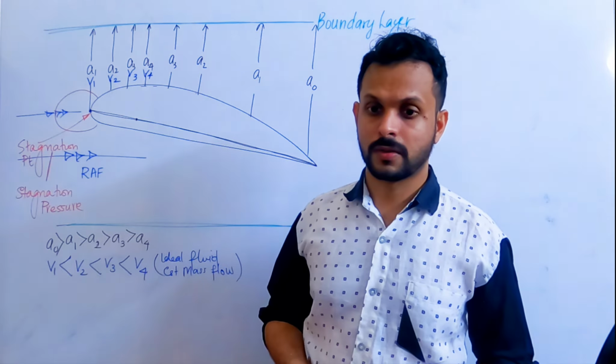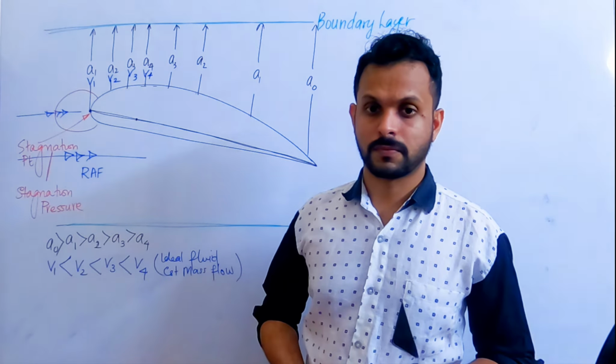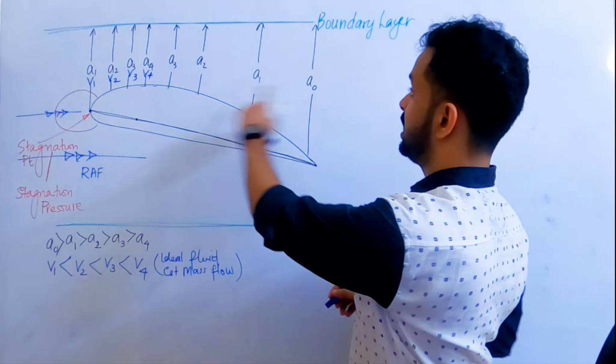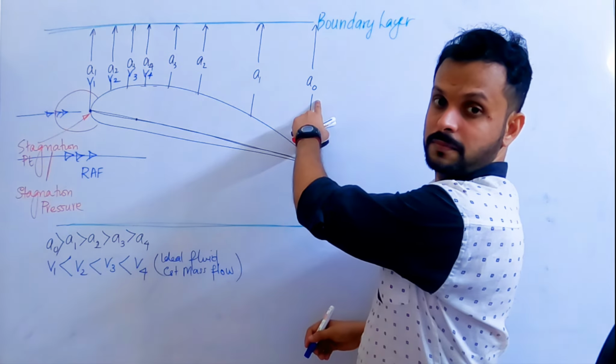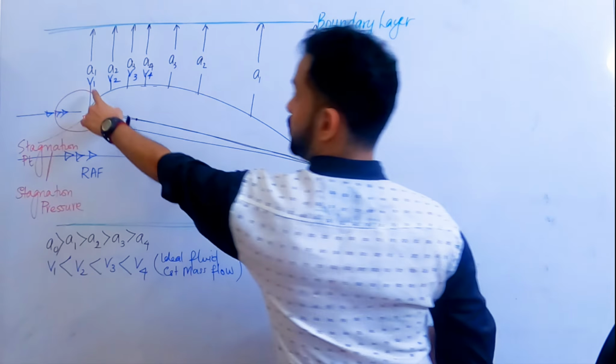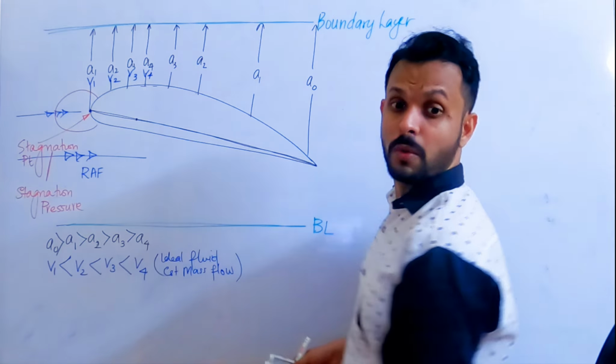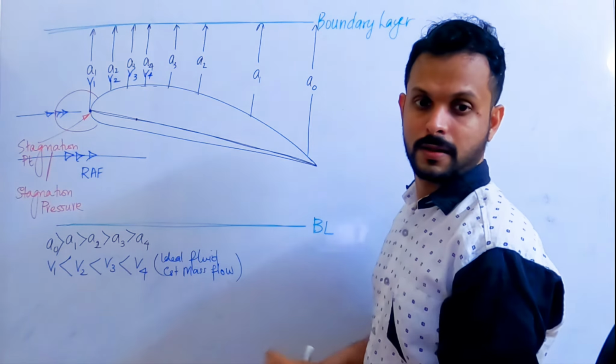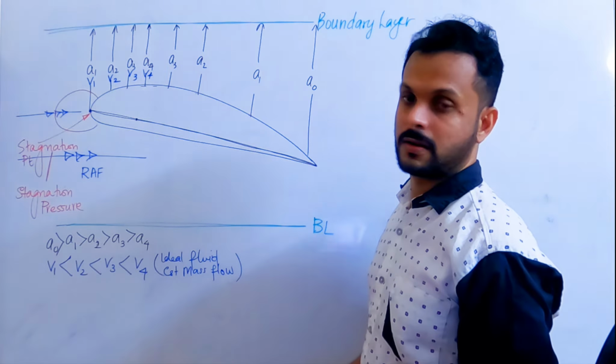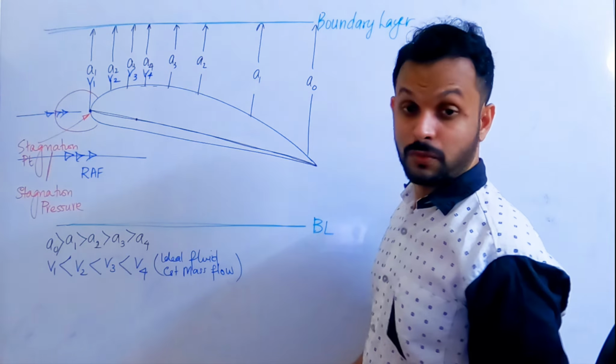At point A0, the velocity will be even lower. This V1 probably would be the same here as V1, but V0 is going to be even lower. Till V4 it is highest. At V4 it is the highest.